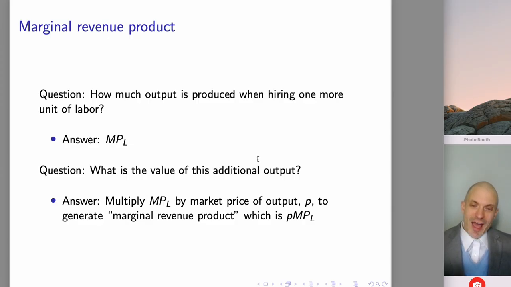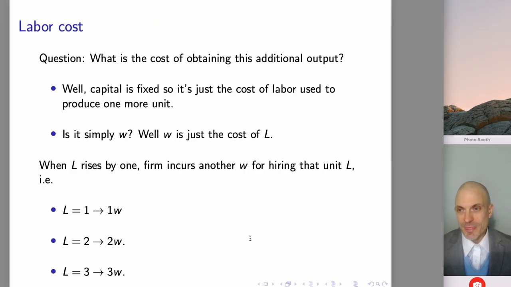So what's the value of the additional output produced? Multiply the marginal product of labor by the price of the output, P, to generate the marginal revenue product, which is going to be written as P times the marginal product of the factor. That's the price of the good that they're producing in its market. And that'll give you the marginal revenue product. Okay. What's the additional cost of obtaining this additional output?